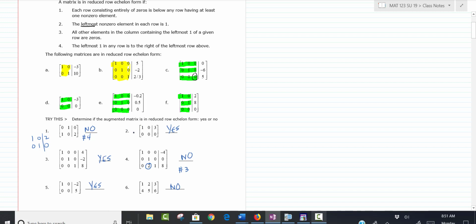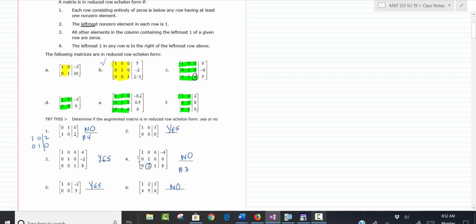Okay, this one is okay. You've got the leftmost one, then a 0. That's what matters. And it's okay to have a row of zeros. If you read everything, this says each row consisting entirely of zeros is below any row having at least one non-zero element. So that satisfies that condition. And then this one, yes, that's standard. That's the one that you want to get most comfortable with. That's what you're looking for. That's just like this example there, right?